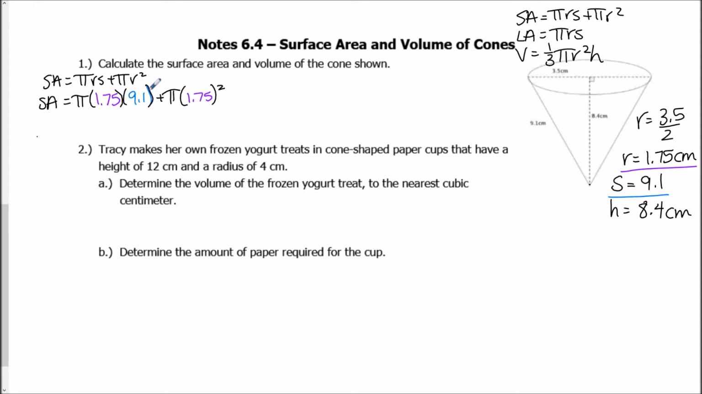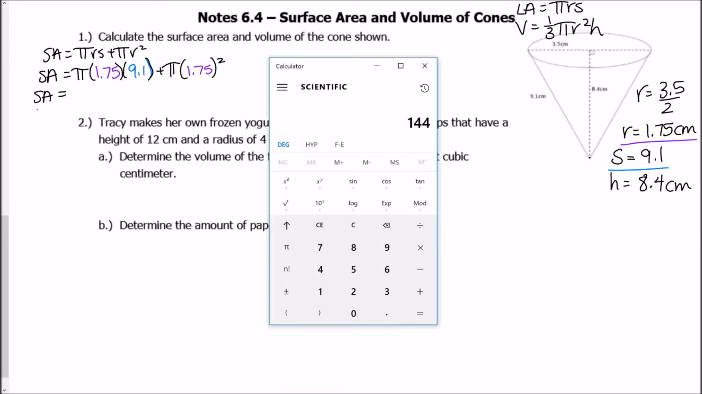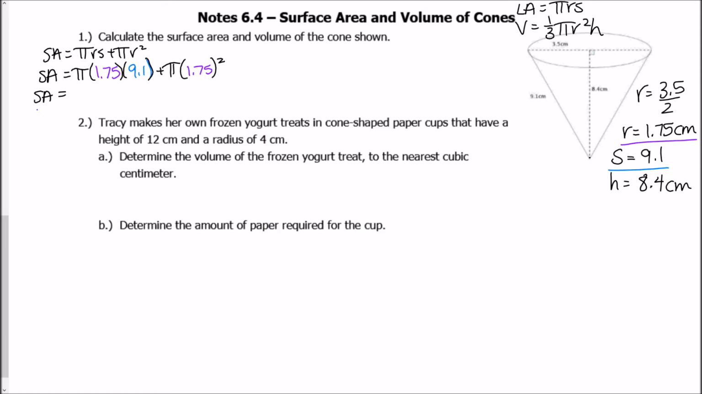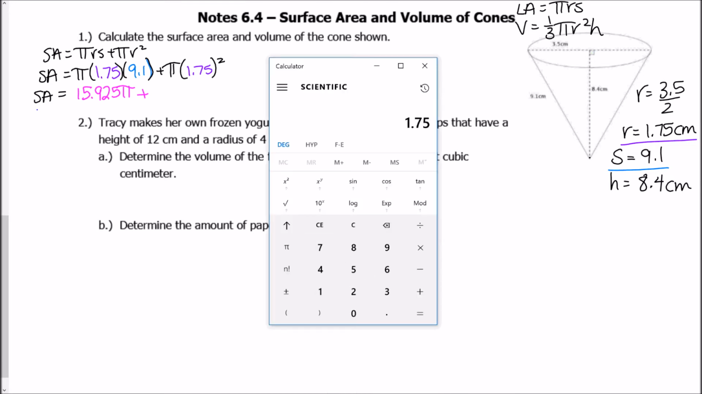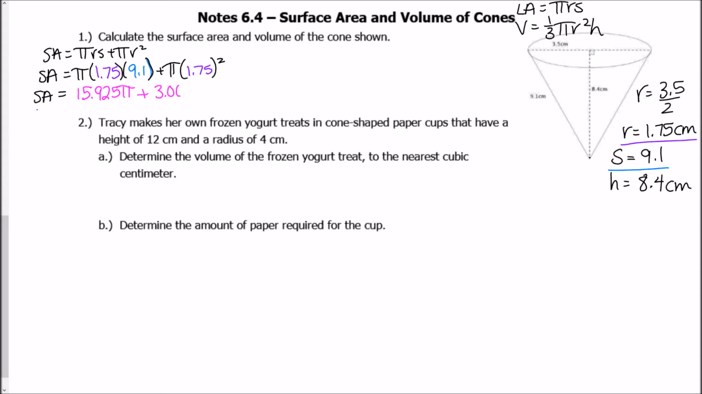So I'm going to leave the pi's for right now, and I'm just going to say surface area is equal to, and instead I'm going to multiply 1.75 by 9.1, and I get 15.925. So I'm going to treat this pi kind of like a variable. So I'm going to write down that this ends up being 15.925 pi plus, and then I'm going to do the same thing for this 1.75. So I'm going to take 1.75, square it, and I get 3.0625 with the pi left over, okay?